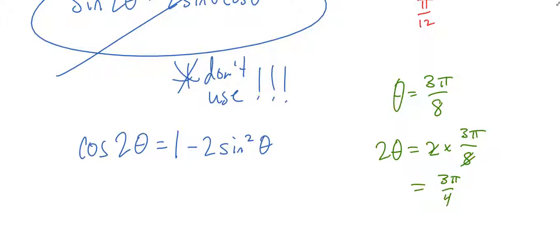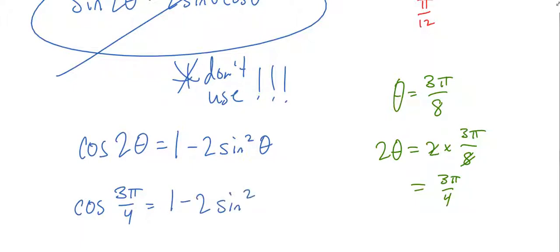Theta is the one you're given. And then 2 theta is the one you're going to calculate by multiplying it by 2 and canceling and putting it in a version that we like. And then I'm going to sub both in. So I get cos of 2 theta, which is 3 pi by 4, is equal to 1 minus 2 sine squared of 3 pi by 8, because that's theta.